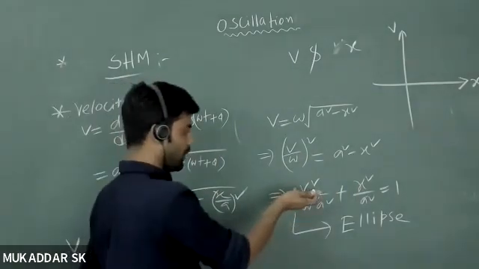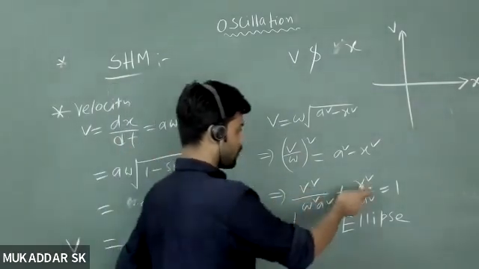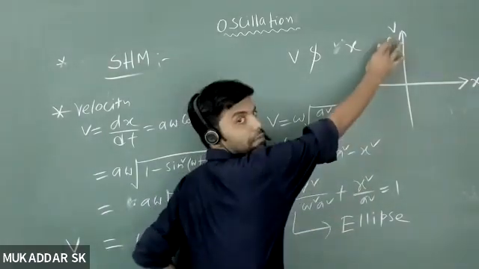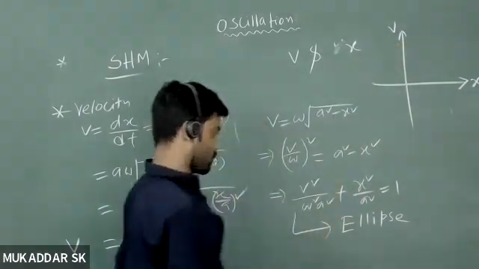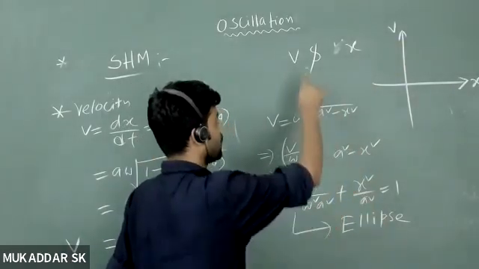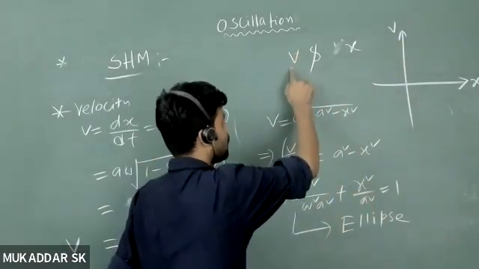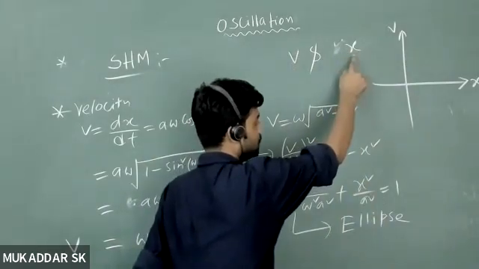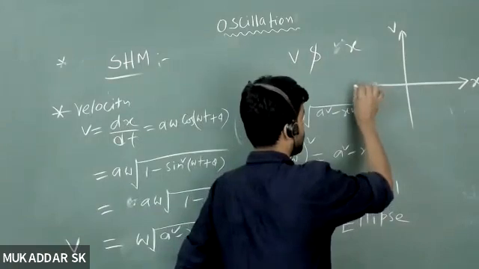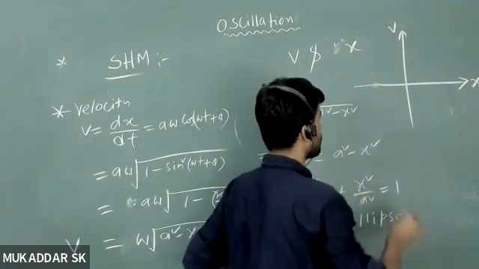So this is the equation of an ellipse, because x square by a square plus y square by b square. Here y is basically the velocity you have taken. So this equation itself is saying, if you plot a trajectory between velocity and the displacement of simple harmonic motion, then that trajectory will basically be an ellipse. Is this part clear what I'm saying?